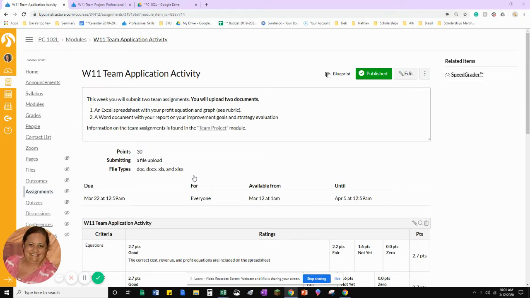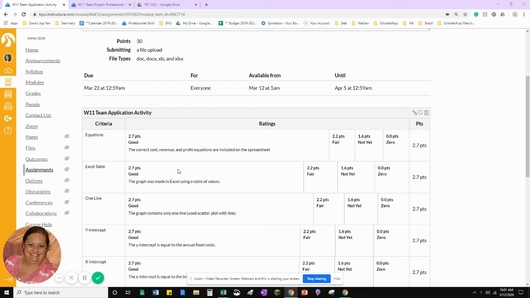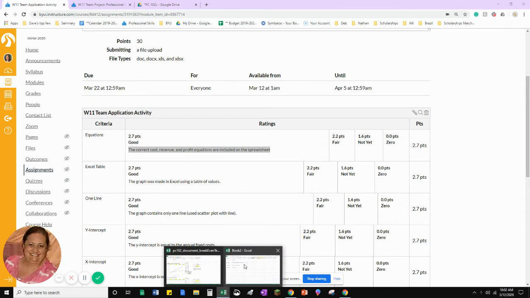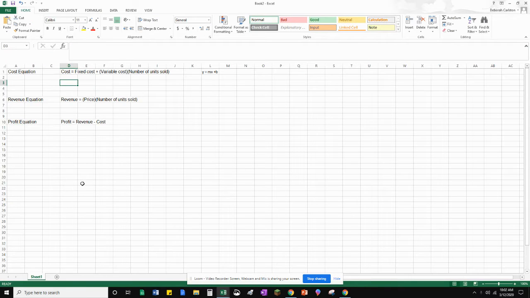So for this week's Team Application Excel activity, I'm looking at the rubric, and actually whenever you have an assignment that has a rubric, I recommend that you check the rubric to make sure you're doing everything that is required on the assignment. So for this rubric, the first item says the correct cost, revenue, and profit equations are included on the spreadsheet. So I have created my own spreadsheet that has the cost equation, revenue equation, and profit equation.